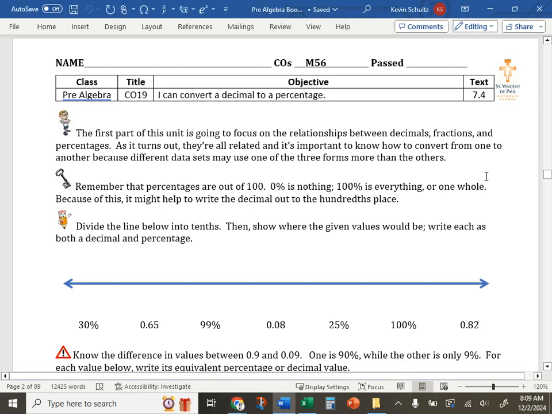Good day, pre-algebra. Claire, shh, we're recording. Here we go. Try two. Start strong. We are starting our fourth unit.